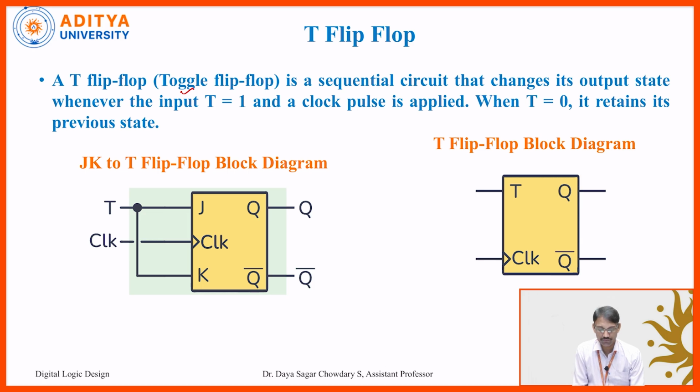A toggle flip-flop is a sequential circuit that changes its output state whenever the input T is equal to 1 and a clock pulse is applied. When T is equal to 0, it retains its previous state.